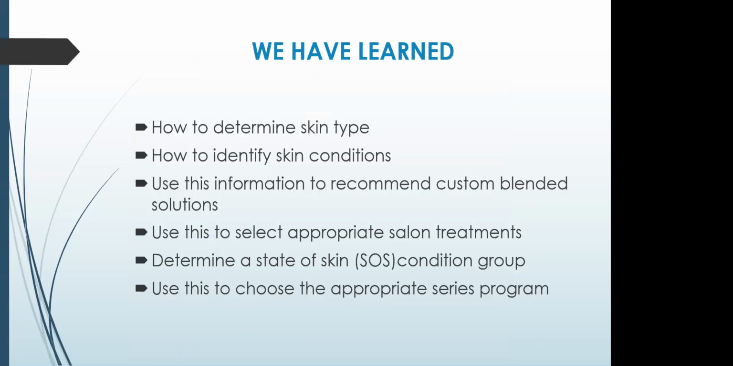So now we've learned how to determine the skin type. We've identified our skin conditions. We use this information to recommend custom blend solutions. So if you are going to be custom blending, again, that's already done for you. There's no thinking, you just follow the chart. You're going to use the selection and select the appropriate salon treatment, or if you determine the state of the skin condition, you're then going to choose the appropriate salon treatment program or series of programs.